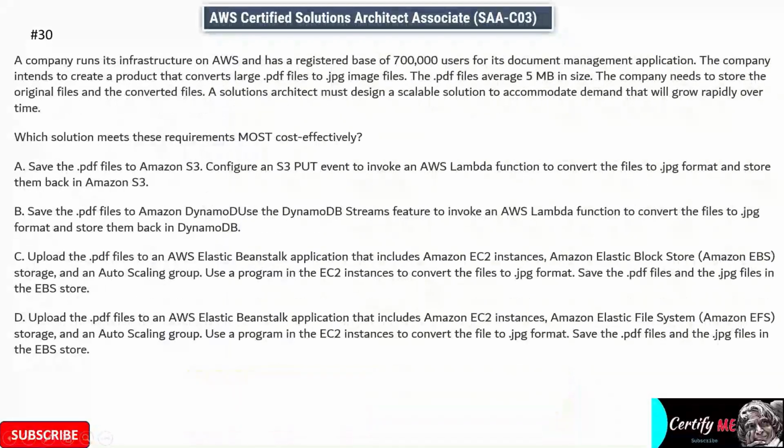Next question. A company runs its infrastructure on AWS and has a registered base of 700,000 users for its document management application. The company intends to create a product that converts large .pdf files to .jpg image files. The .pdf files average 5 MB in size.